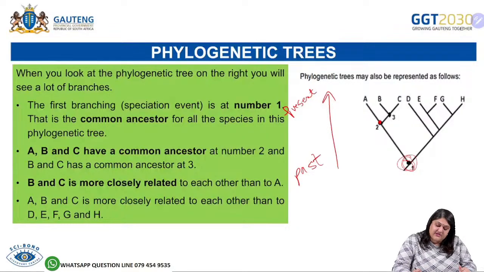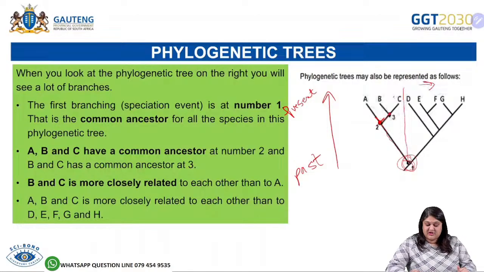So we travel along a line until we get to a branching, another branching. When you get to another branching, that's when you know that this is now the new common ancestor. So number 2 is now the common ancestor for A, B, C, and D. But as this branch went on, we had another common ancestor here. So 3 is the common ancestor of B and C. Okay, so 1 is the common ancestor of all of these. 2 is the common ancestor of A, B, and C, not of this side. This side is different. Then 3 is the common ancestor of B and C.